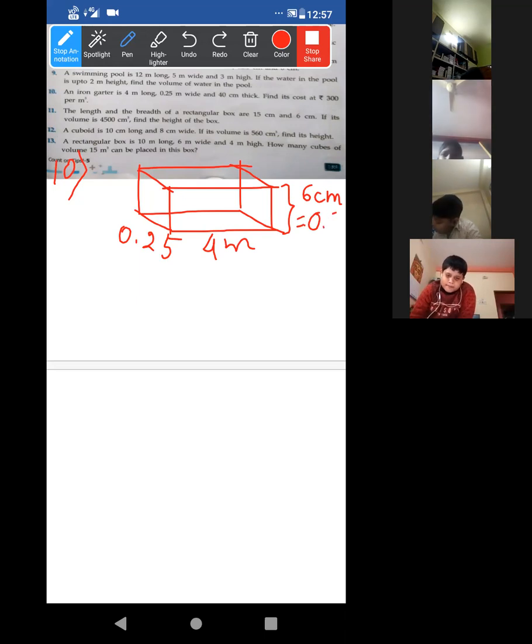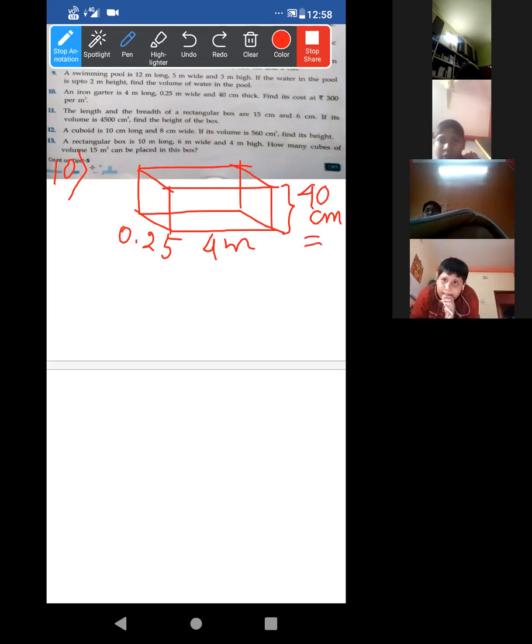No, ma'am, it is 40 centimeter. Yes, it is 40 centimeter given. The height is 40, and length and breadth are the same, 4 meter and 0.25. It is not 6, that is 40 centimeter. Now only this we have to convert into meter. That means 0.40 meter. Exactly. Okay, done.